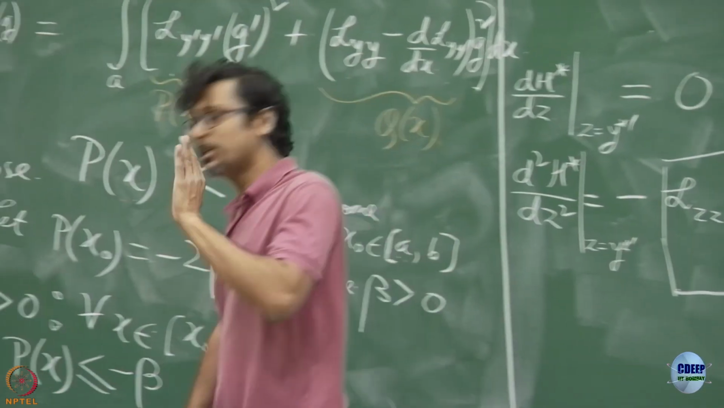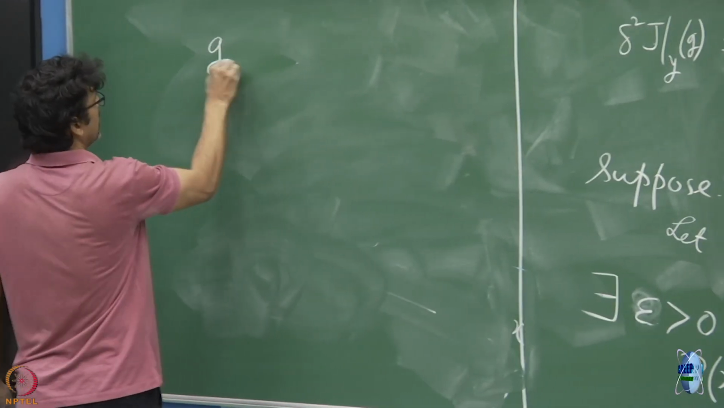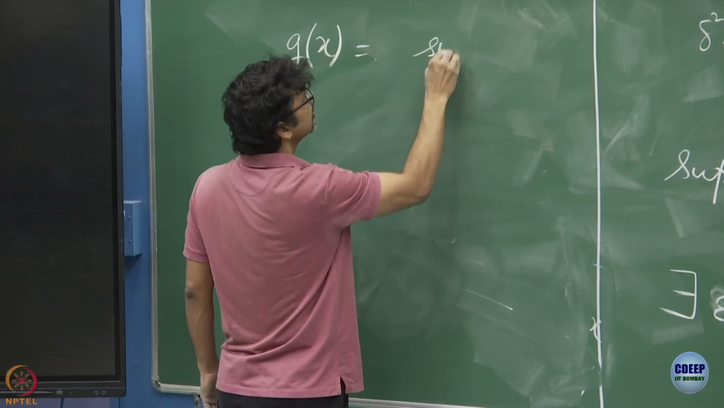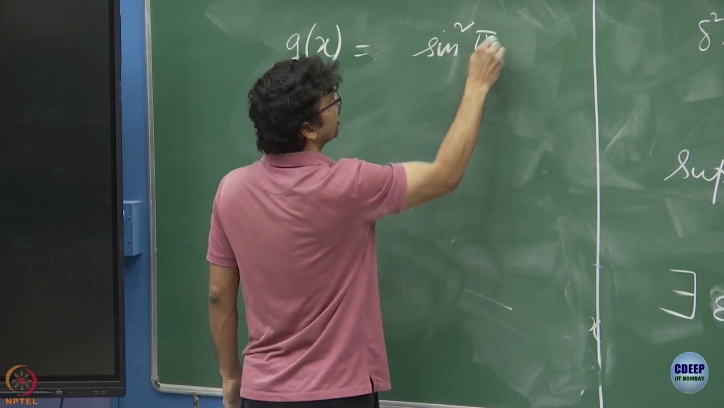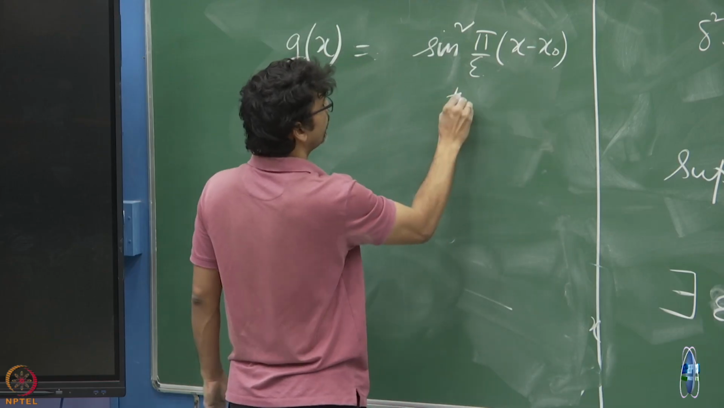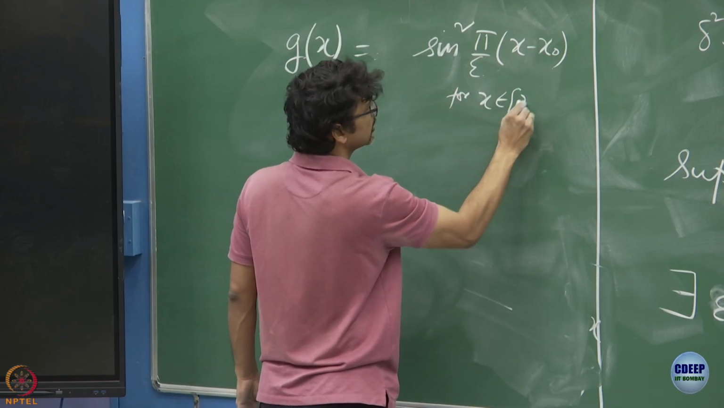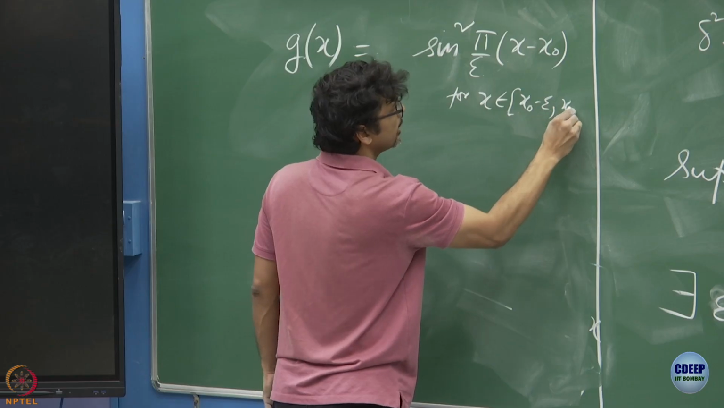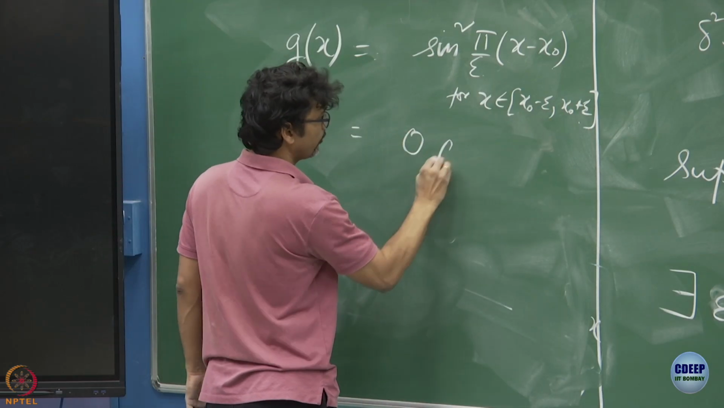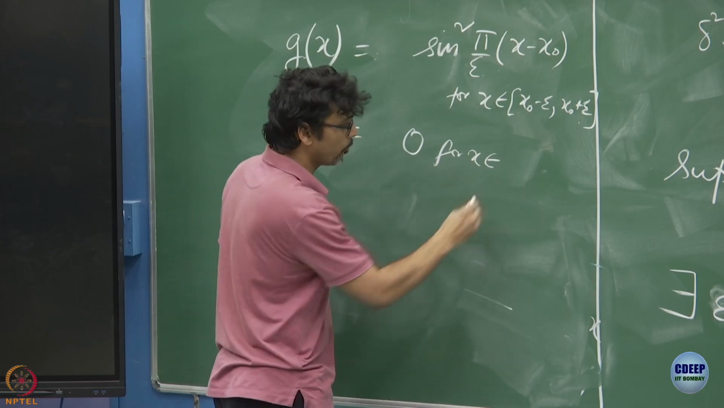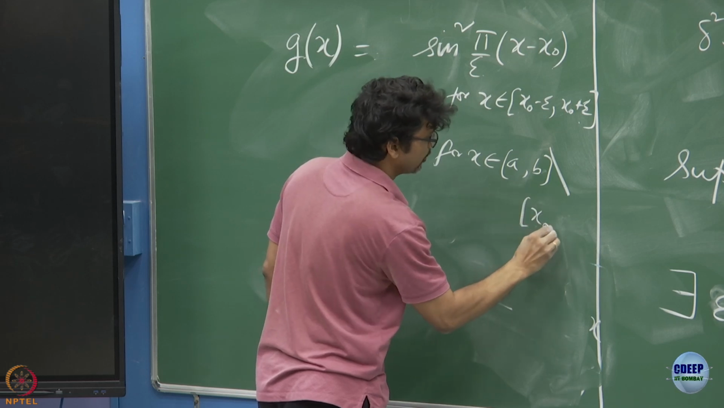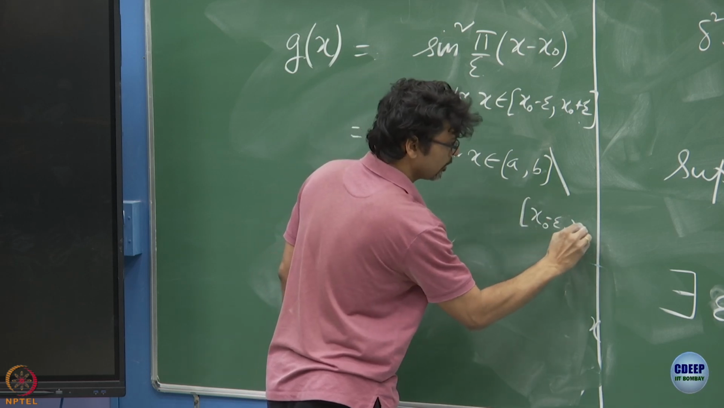Okay, we'll see that. I'll just propose this function to you, and you can also work it out, but we'll complete this next day. So suppose you define it in this manner. It is sine squared of pi by epsilon times (x minus x naught) for x belonging to the interval x naught minus epsilon to x naught plus epsilon, and equal to 0 for x at any other point in AB, that is, AB minus the interval x naught minus epsilon to x naught plus epsilon.